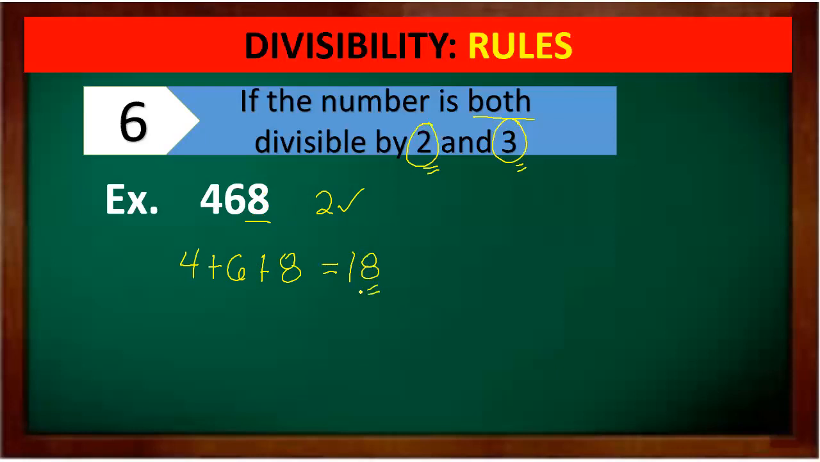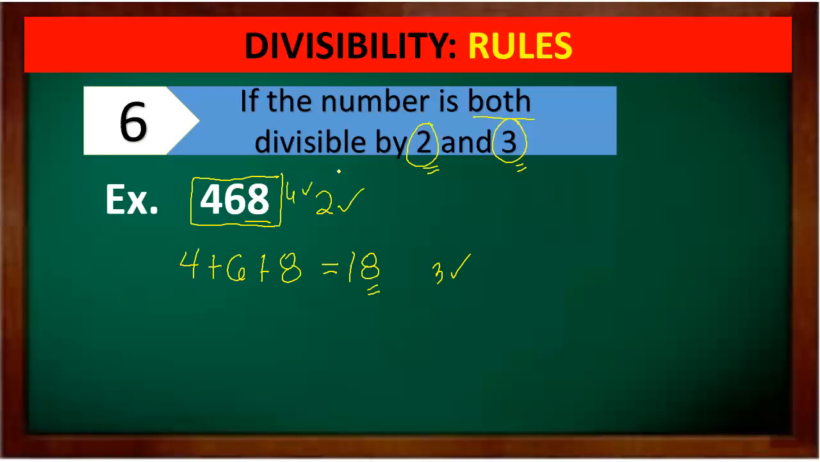Is 18 divisible by 3? Can you divide 18 by 3? Yes. Okay, walang remainder. When you divide 18 by 3, that will give you 6 and there is no remainder. So therefore 18 is divisible by 3 and therefore 468 is divisible by 6.